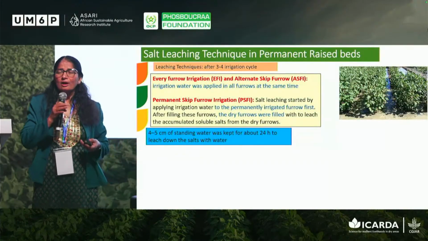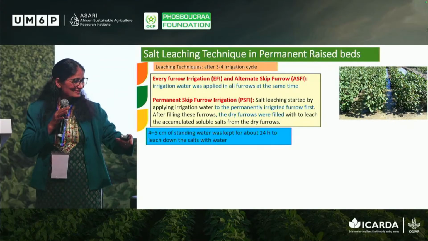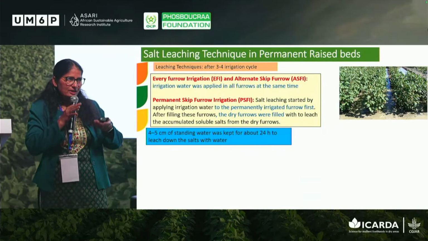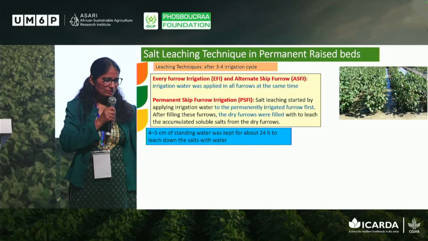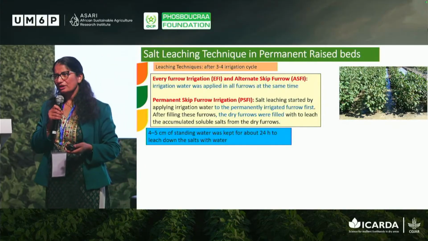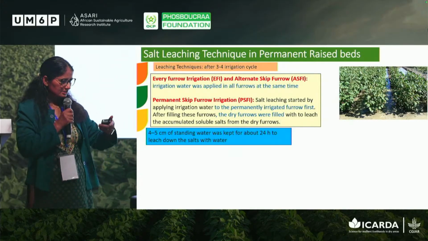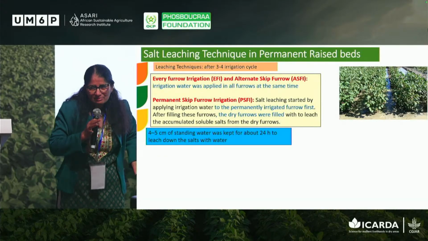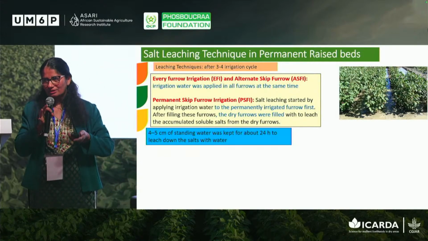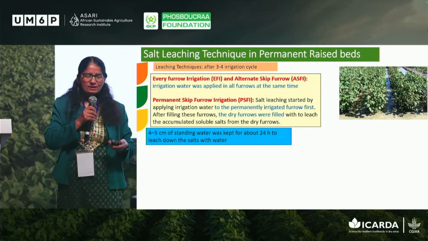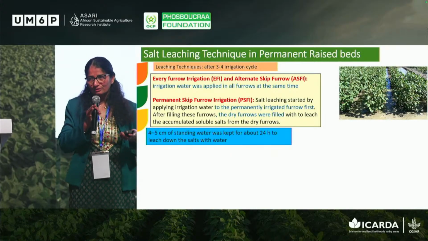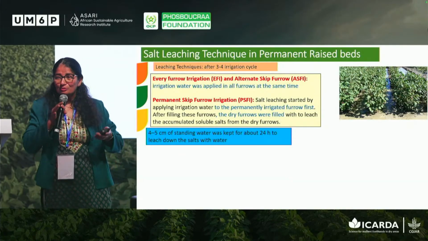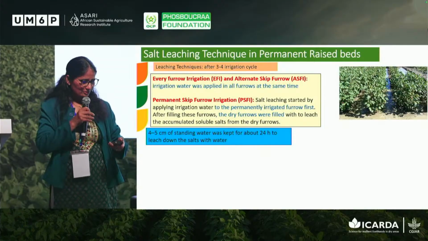Okay, I'm almost done. We also did leaching, because, as I said, if you don't have residue on the bed, salinity will increase. So in this case, we also used a leaching technique. After three to four irrigation cycles, we applied leaching differently. For every furrow irrigation and alternate skip furrow irrigation, we applied water at the same time in each furrow. But in permanent skip furrow irrigation, we started with the wet furrow first, and then applied water in the dry furrow, because most of the salt accumulated in the dry furrow. I will show you.